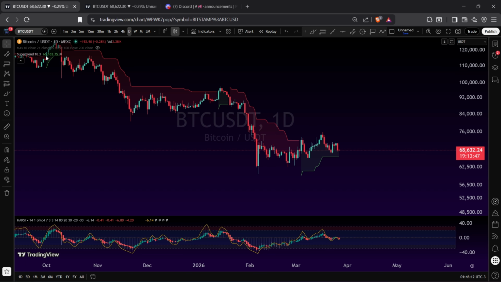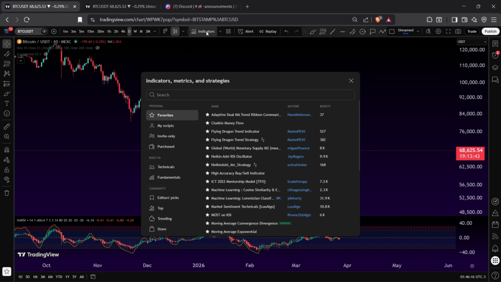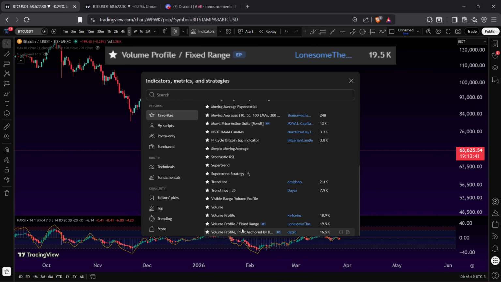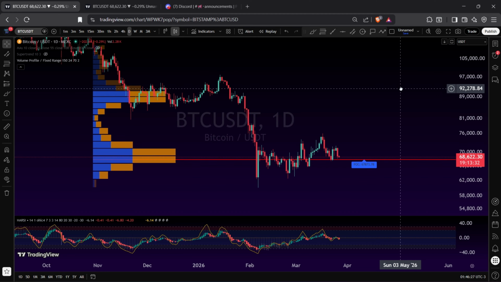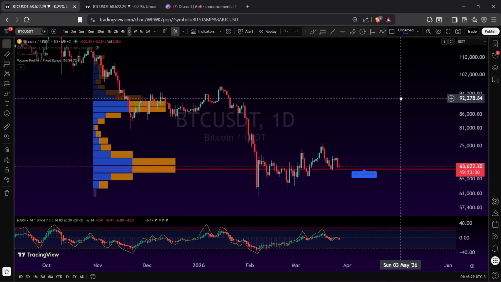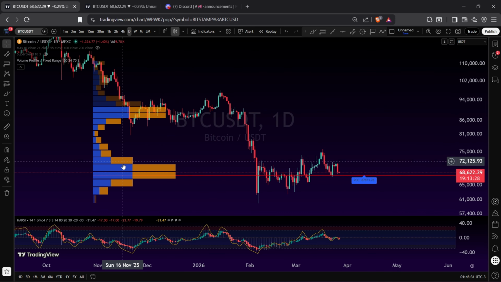Returning to our chart, the fourth indicator we need is arguably the most powerful volume tool available. Go to the Indicators tab and search for Volume Profile Fixed Range, specifically the one coded by the author Lonesome the Blue. Most retail traders only look at volume over time, which are the vertical bars at the bottom of the screen. Institutional traders look at volume at price.